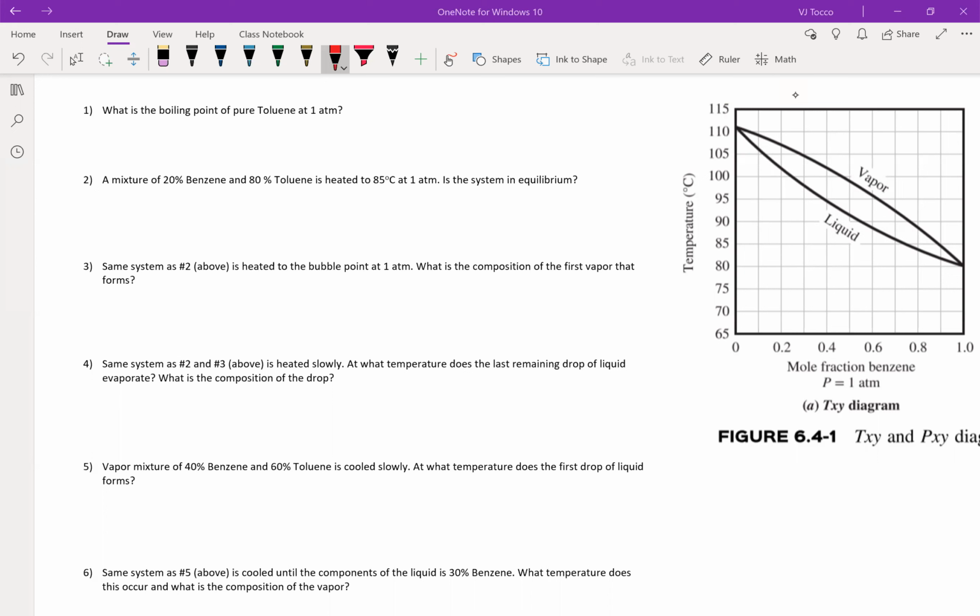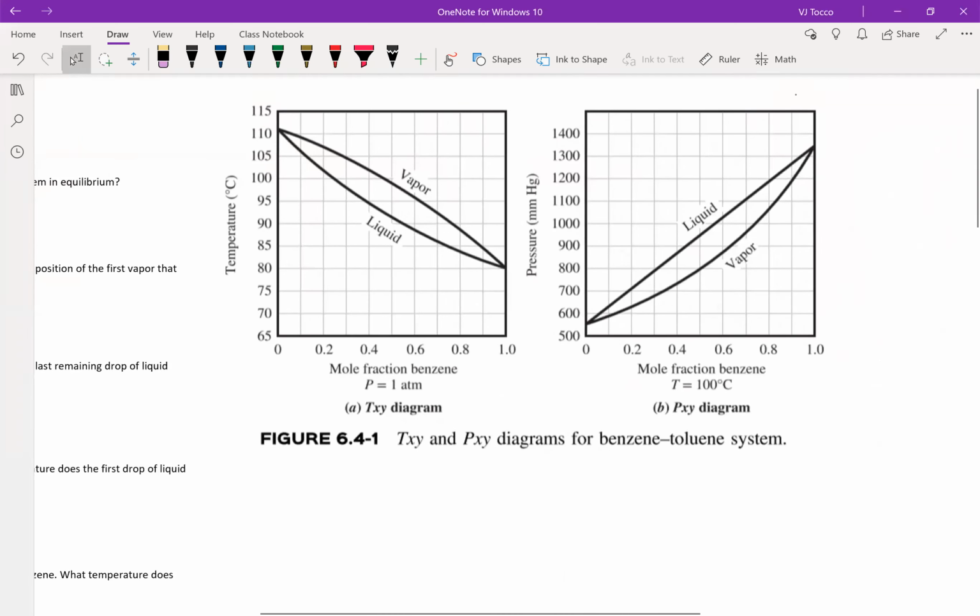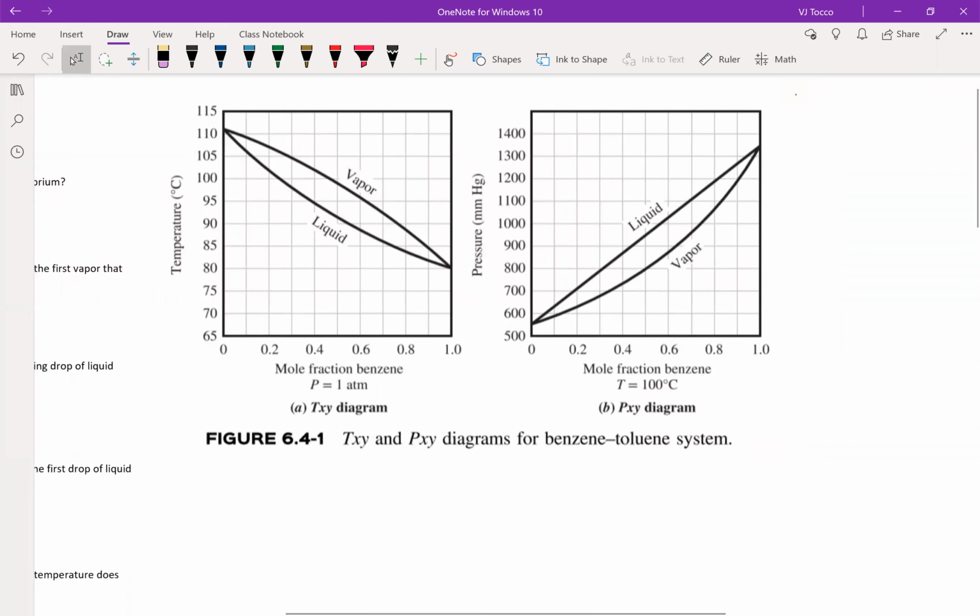The first one is, what is the boiling point of pure toluene at 1 atmosphere? So the way I'll do this is I will show you the TXY and the PXY diagrams. I'll repeat the question and I'll pause for a few seconds, allowing you to pause the video and to answer what you would say. And then I will give you the answer after that. So once again, what is the boiling point of pure toluene at 1 atmosphere?